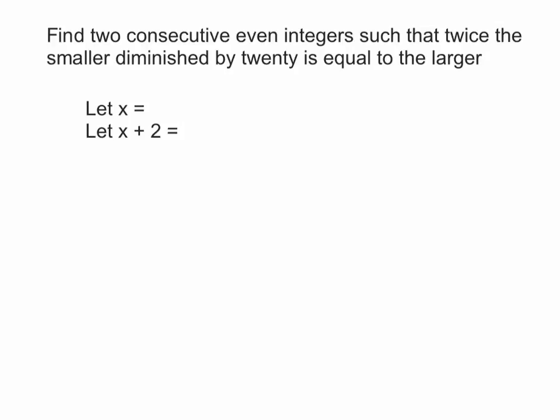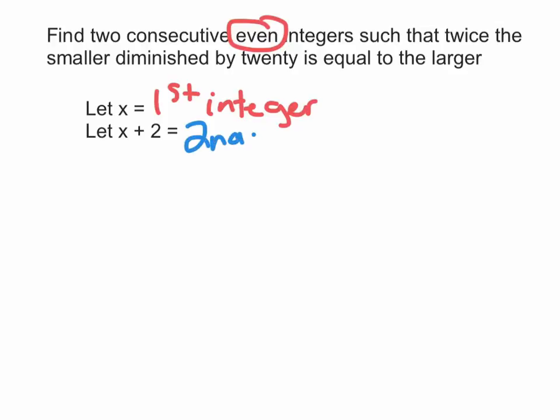So I already set up the let statements. As you know, we usually start with let x equal. And then if we're dealing with consecutive integers, we would either add 1 or add 2. So in this case, we're adding 2 because it says even integers. So we're going to let x equal the first integer, and we're going to let x plus 2 equal the second integer. Okay, so now we just have to set up our equation.